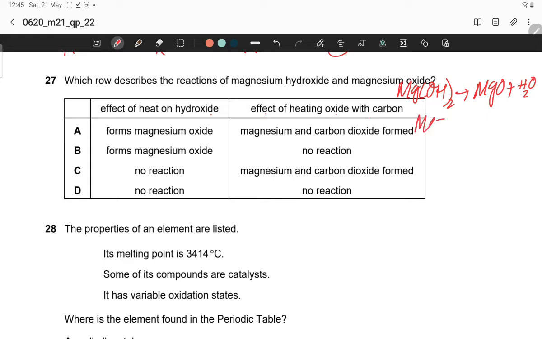Magnesium oxide. Magnesium is more reactive than carbon, so no reaction. Forms magnesium oxide, yes, correct. Magnesium and carbon dioxide, not correct. Forms magnesium oxide, yes, no reaction. This is the correct option. No reaction. Magnesium and carbon dioxide form, no reaction, incorrect. Correct. So C and D are solved.